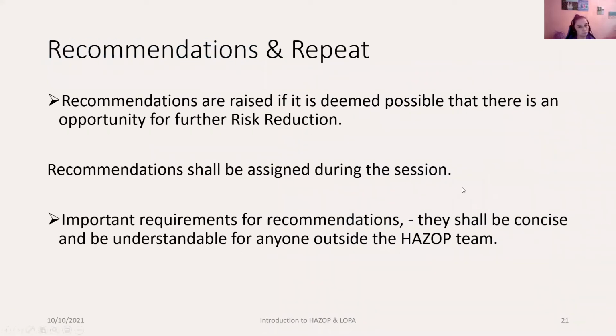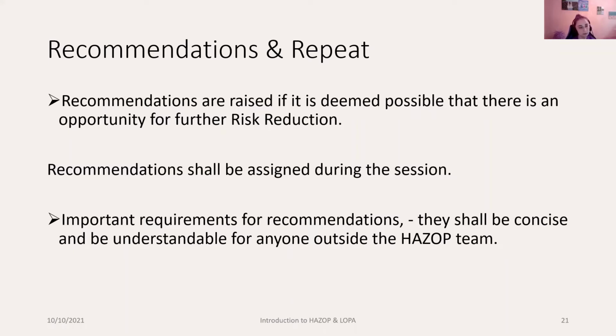Okay. So recommendations, as I said, are raised if it's deemed possible that there is an opportunity for further risk reduction. You assess that it's in one specific area on the risk ranking matrix, and you think, okay, I can reduce the likelihood of it by adding additional safeguards, then you can raise the recommendations. Two important rules for recommendations are they shall be assigned during the session, and second is they should be concise and easily readable, easily understandable for anyone outside the HAZOP team.